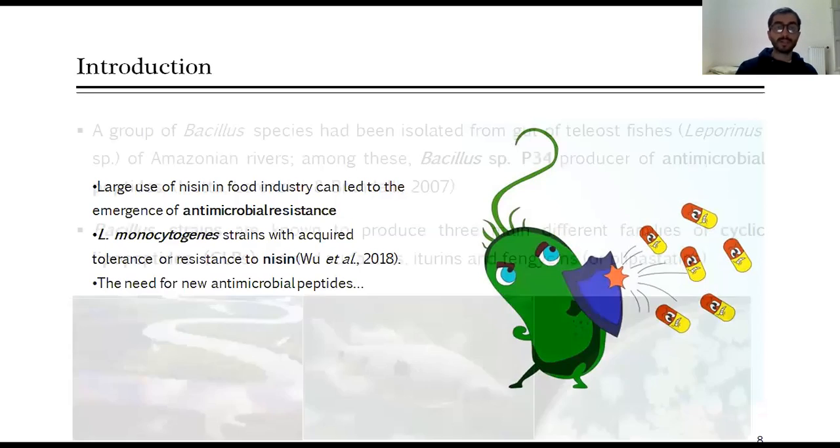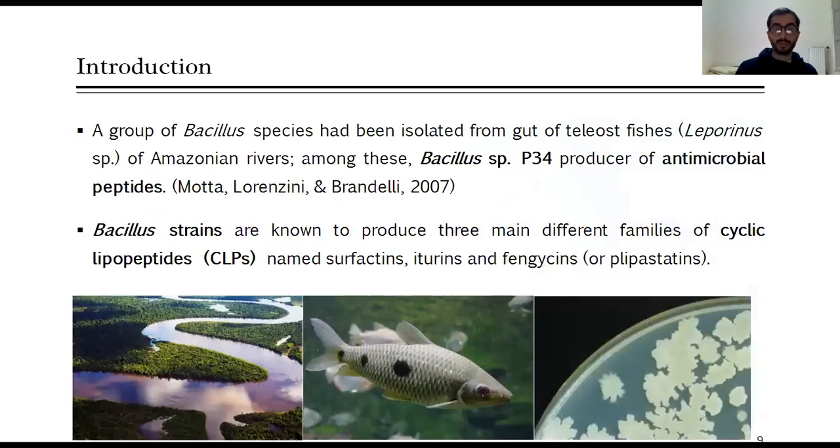In this context, a group of Bacillus species has been isolated from freshwater fish coming from Amazonian rivers. Among this group of Bacillus, Bacillus p34 was considered a good producer of antimicrobial peptide.